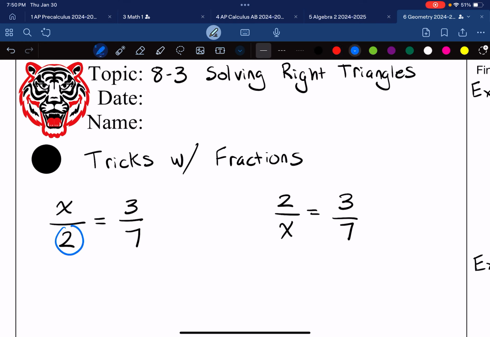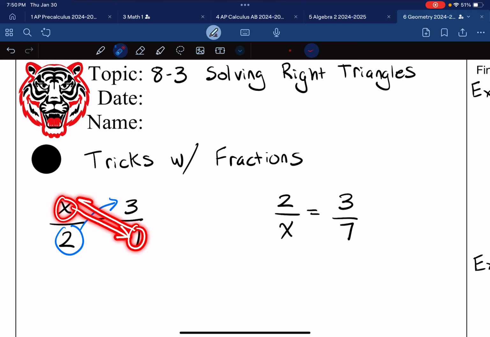So this 2 can just move up here. These diagonals are freely exchangeable. I could move this x down in the bottom right. I could move this 7 up to the top left. I can move this 3 to the bottom left. I can move this 2 to the top right. I can do any one of those 4 operations freely. So in this case, moving 2 to the top right gets x by itself, and you're done.